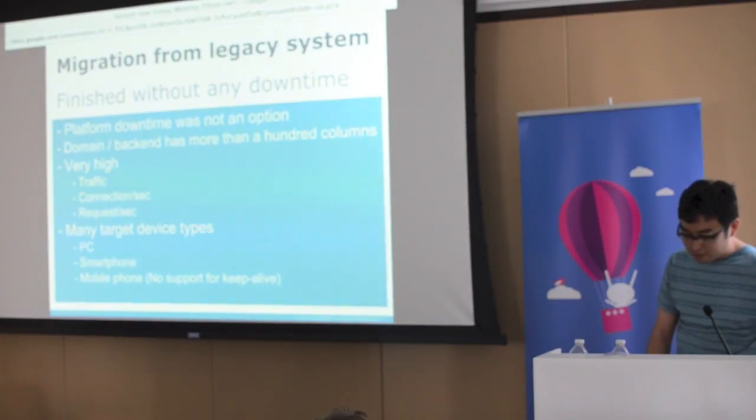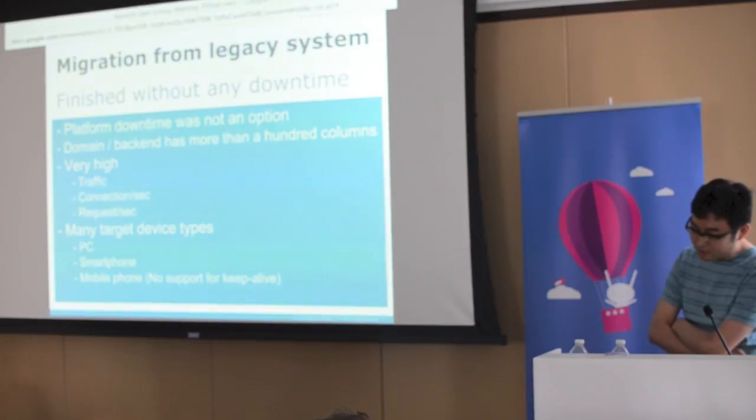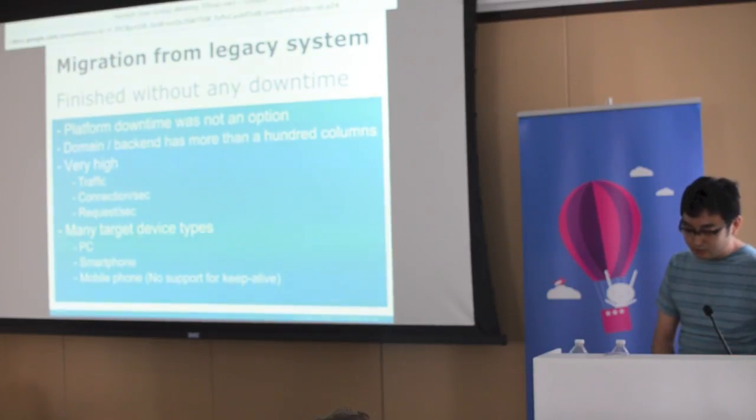Domains and backends number more than 100 columns. We experience very high connection and request volumes. On top of that, our service has to support many device types. PCs and smartphones are not a problem, but in Japan, legacy mobile phones have various distractions. For example, legacy mobile phones don't support keep alive. This results in many more connections.